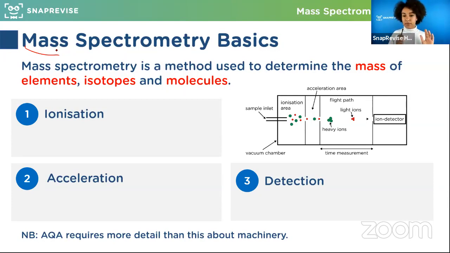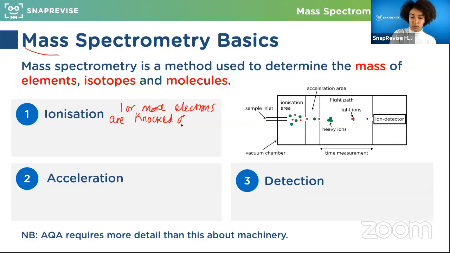So ionization is when you are either adding an electron or knocking one off. And in this case, you're knocking one off. So in mass spec, the first step is one or more electrons are knocked off the sample. So you put in a sample, you're like, I want to know what this element is. I want to know how much it weighs. So you put it in and you ionize the sample molecules to create some positive ions.